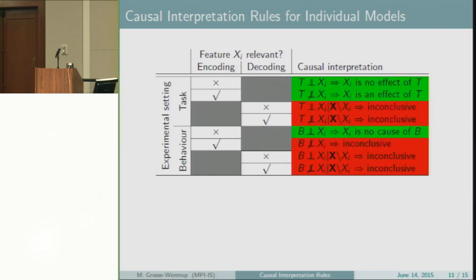Because if you look at it, it's really quite a depressing picture. In most cases, you can't make any causal statements. You can only make causal statements for the encoding models, and there's only really one causal statement where we can say xi is an effect of t. In all other cases, it's really inconclusive. This seems a bit depressing because people believe decoding models can do a lot more, and you can obtain a richer interpretation with decoding models than with encoding models. And here I would say no.